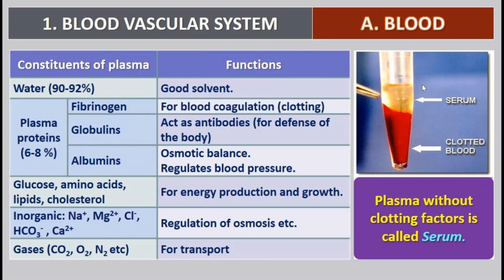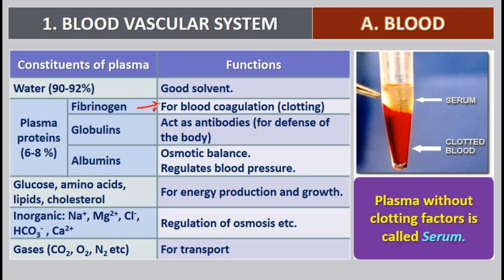Constituents of plasma and its function is written here on our screen. Water, which is 90 to 92%, and it's a good solvent. Then comes the plasma protein, which is 6 to 8%. And the plasma proteins are fibrinogen, globulins, and albumins. The function of fibrinogen is for blood coagulation, that is blood clotting. It helps in clotting of blood.